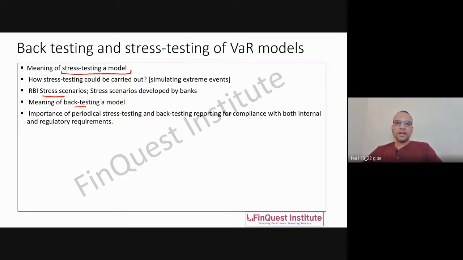And for back testing as well, the regulator defines three zones into which it would like to classify a bank's VAR model performance. Back testing is something which the bank will like to do on a daily basis, although the reporting happens once every quarter to the regulator. The regulator will divide the banks into three areas: a green zone, an orange zone, and a red zone.